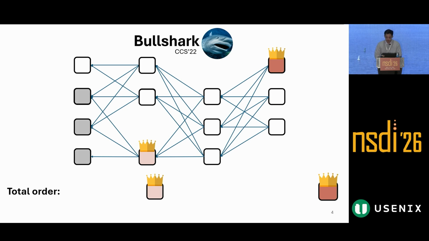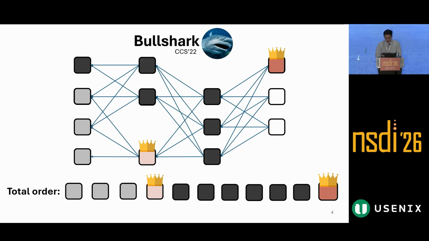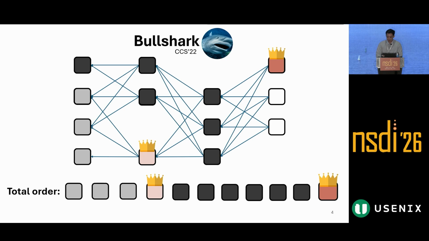We can also order the causal history of our leader blocks in a similar way. So for example, the gray blocks are part of the red leader's causal history. We apply some deterministic sorting algorithm and insert them into the total order sequence. Importantly, a block's causal history excludes those blocks that were already committed by a previous leader. So therefore, only black blocks are part of the dark red leader's causal history.